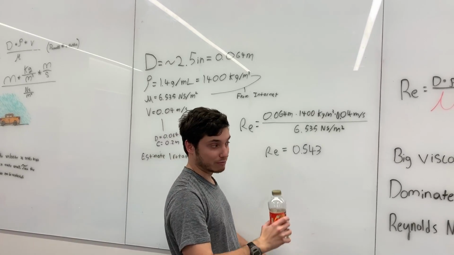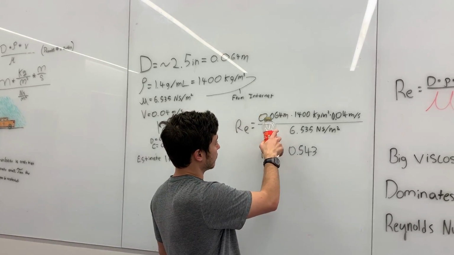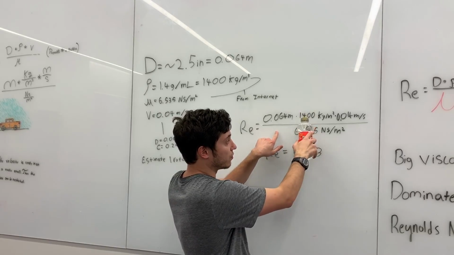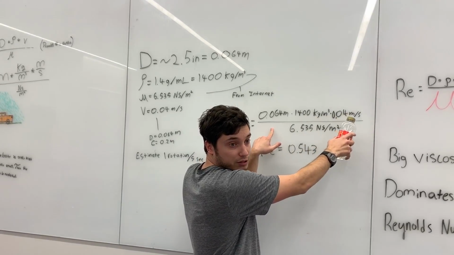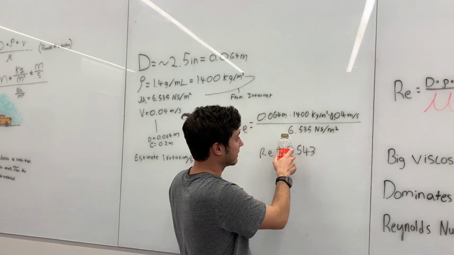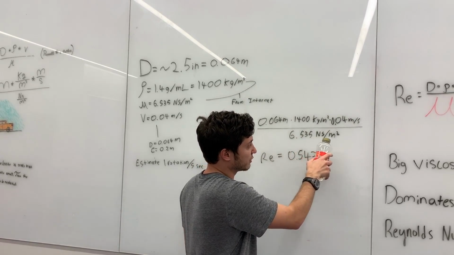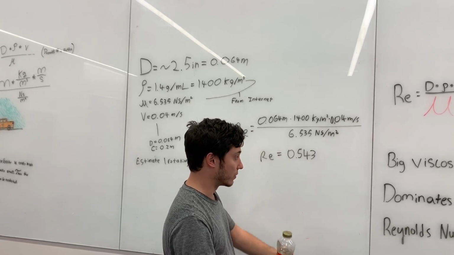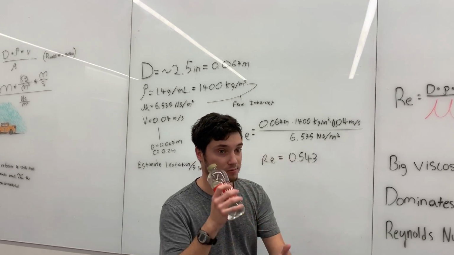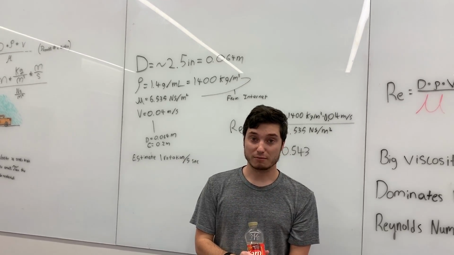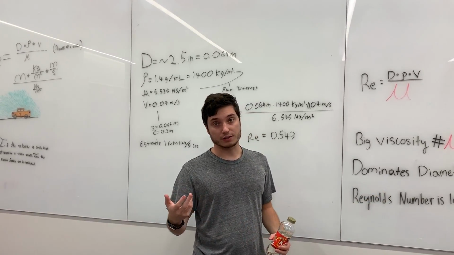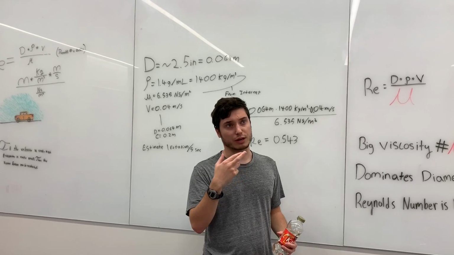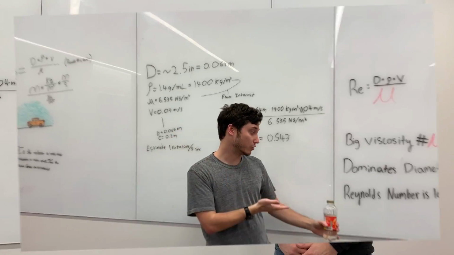So Reynolds number is 0.064 meters times 1,400 kilograms per meter cubed times 0.04 meters per second, divided by 6.535 newton seconds per meter squared, to give us a Reynolds number of 0.543. In terms of Reynolds number, that is very small. So why don't you tell us what happens when Reynolds number is that small, Michael?